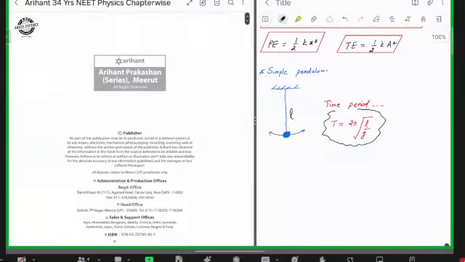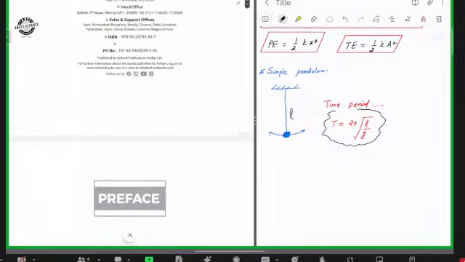So based on these equations, we can solve all the questions of simple harmonic motion. If there is some new equation, I will introduce it while solving the questions. Okay.